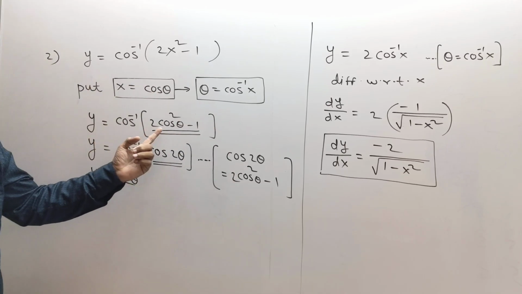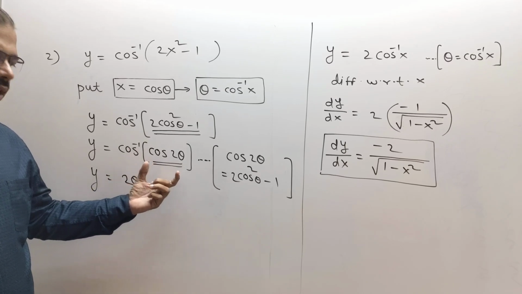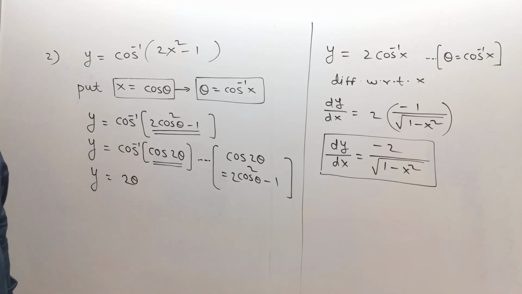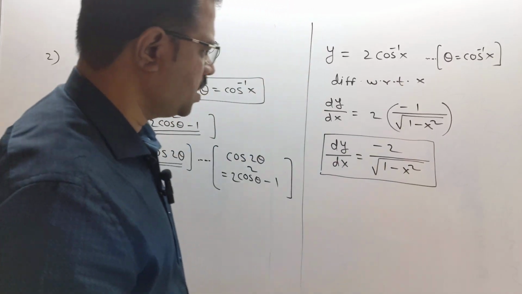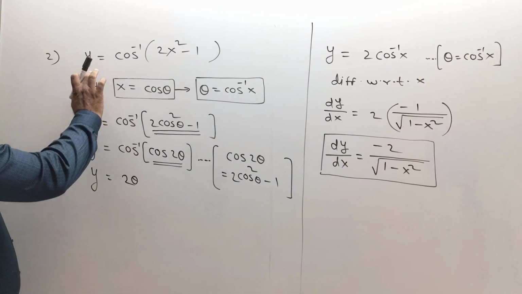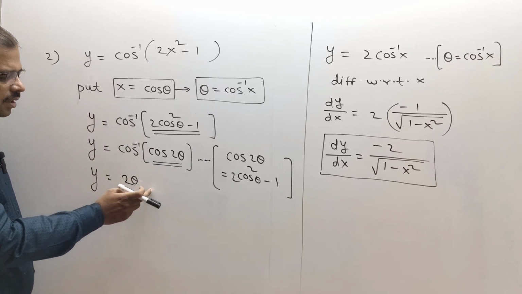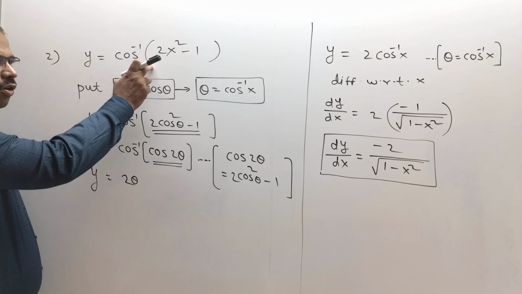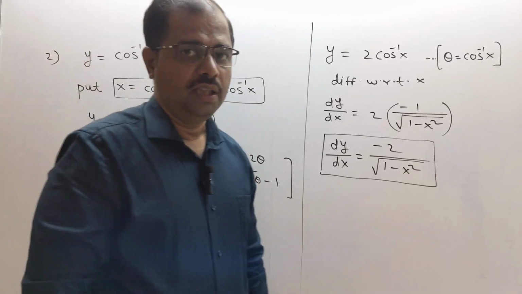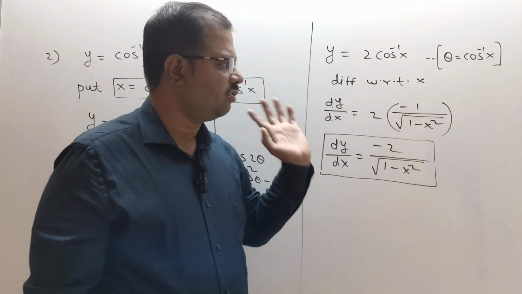Therefore, cos inverse of 2 cos square theta minus 1 is cos 2 theta. Cos inverse cos gets cancelled, 2 theta. Therefore, y is equal to 2 into what is theta? Theta is cos inverse of x. The original function is y as a function of x, and this function is y as a function of theta. Therefore, first we have to replace this theta in the form of x, and only then differentiate. Therefore, first replace theta as cos inverse of x.